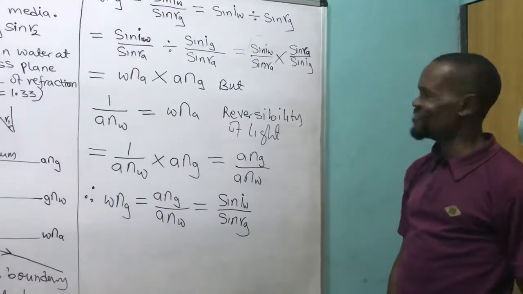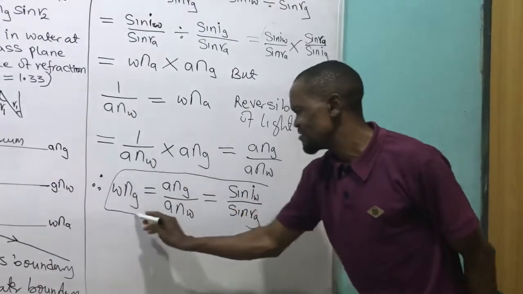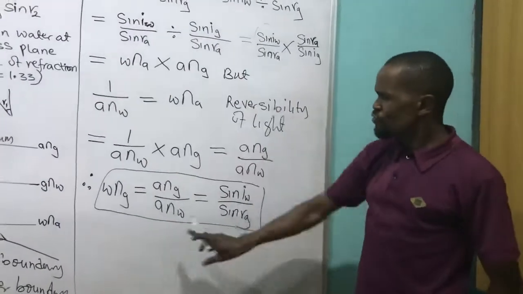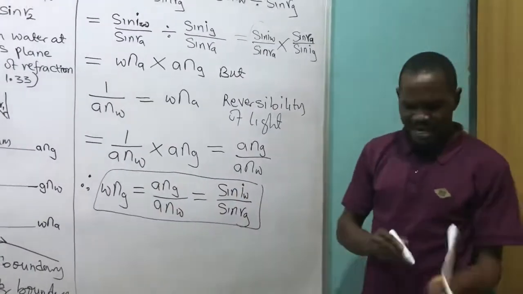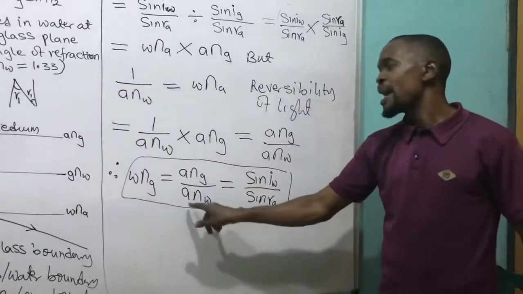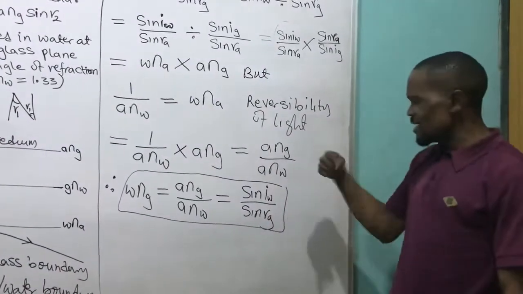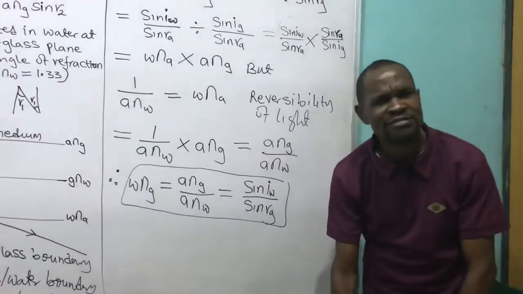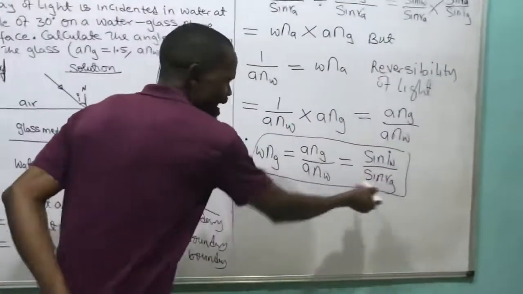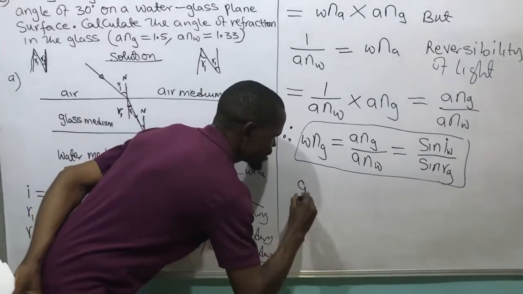Very beautiful. So this is the only thing I needed to put in my brain. As a student, you have seen the proof. If I'm given water to glass, it simply means air to glass over air to water, and the same thing as sine of the incident in water and the refraction in glass. Simple. Then this can also be applicable, assuming that we are given glass to water.